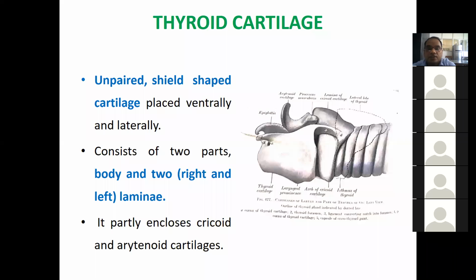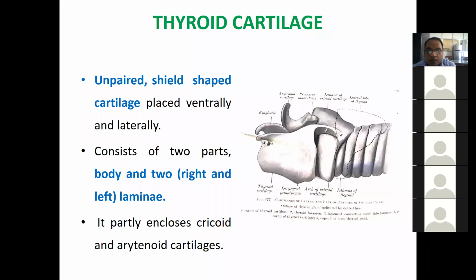Next cartilage is the thyroid cartilage. This is the largest cartilage. It is unpaired and shield shaped. You have to remember the shape of the cartilage, whether it is paired or unpaired. So this is the unpaired, shield-shaped cartilage placed ventrally and laterally.